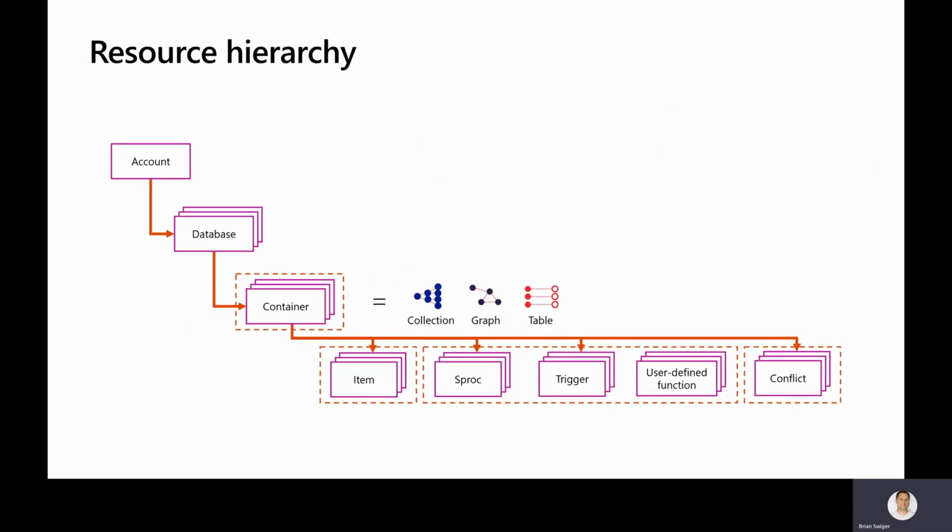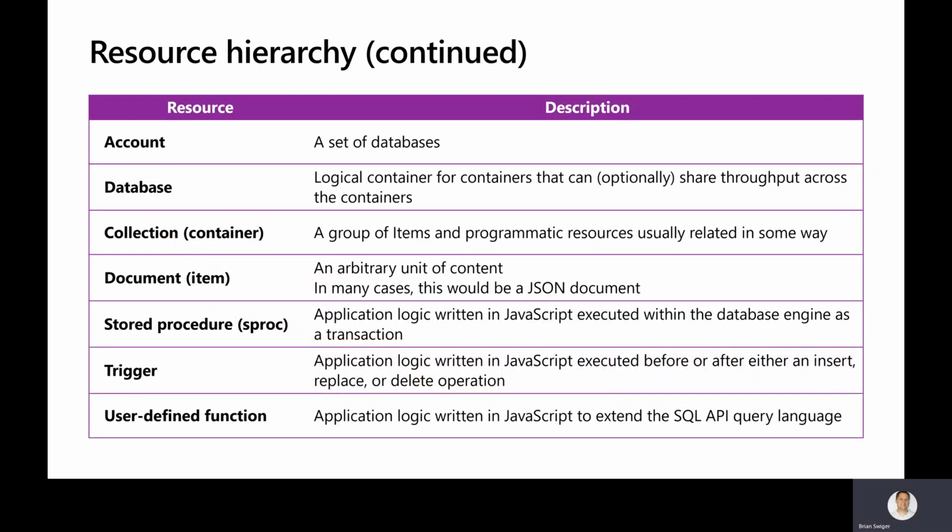From a resource hierarchy perspective, we really want to understand the JSON document stored in Cosmos DB. They're managed through a well-defined hierarchy of database resources. So the hierarchical resource model, we really need to understand this in terms of the exam and what these various pieces are. Again, this goes into the resource hierarchy and some of the various terms that you're going to be looking at inside of Cosmos DB.